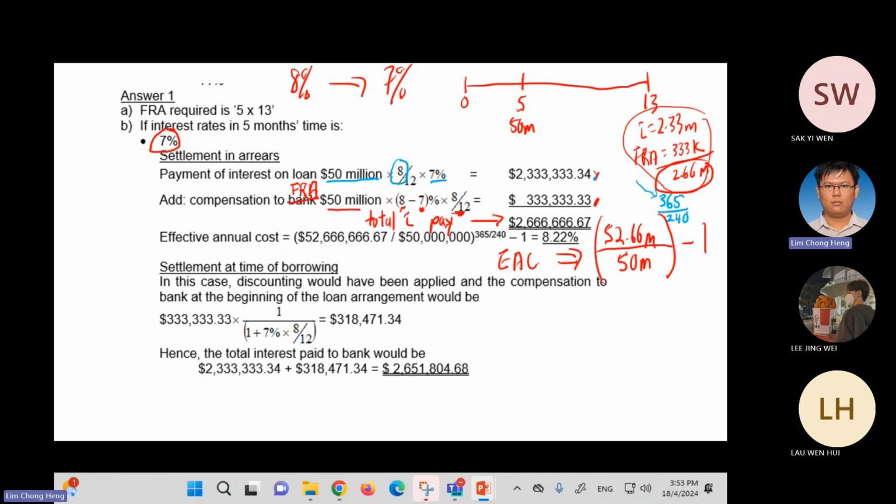But when we calculate the cost, we need to follow the method in the capital market. The largest player in the capital market is the bank. Bank charges you interest on a daily basis. Every day they charge you the interest. So we're using 365. 365 divided by 240, then you get the cost is 8.22%. Easy, huh?